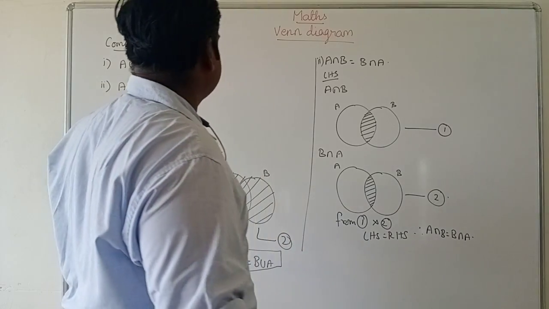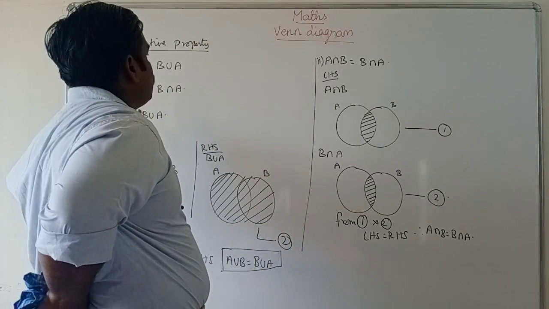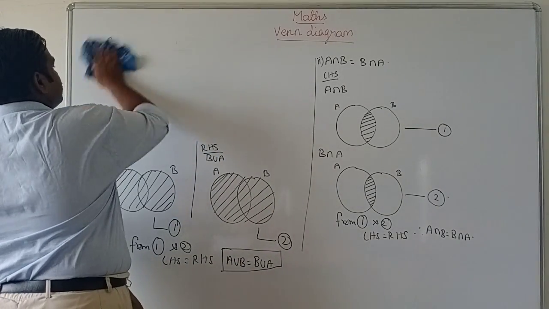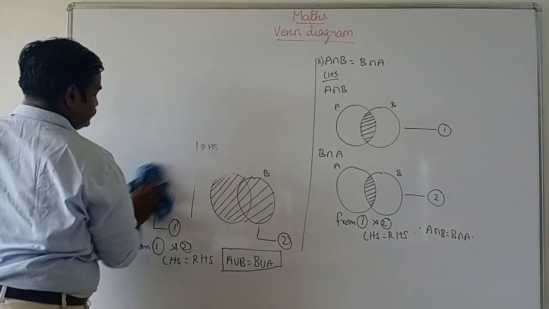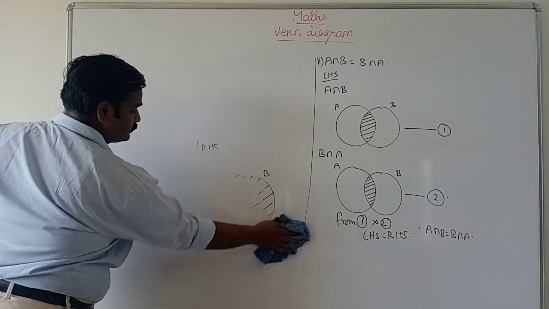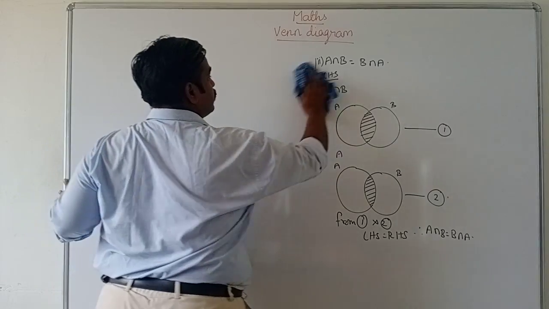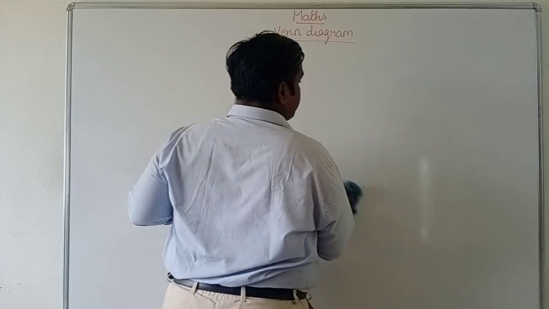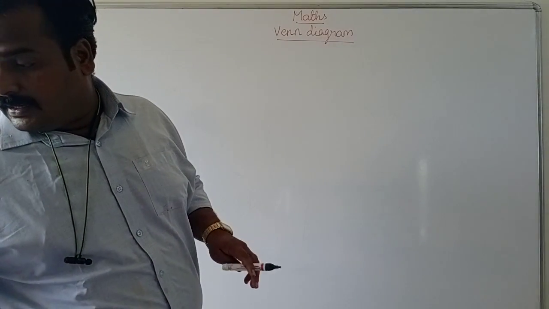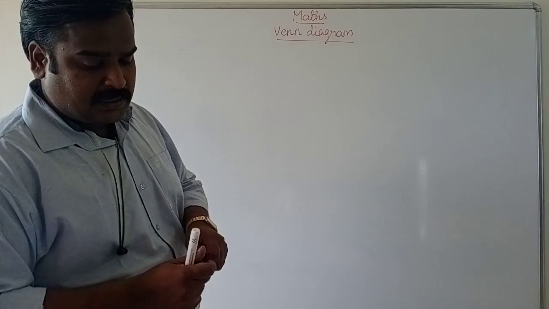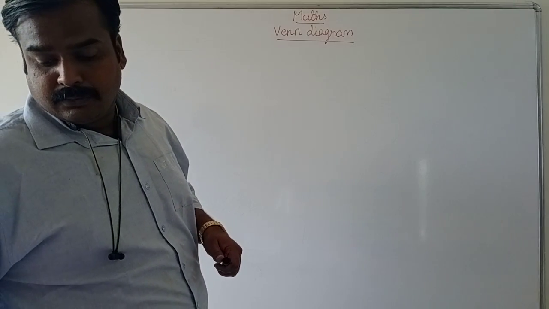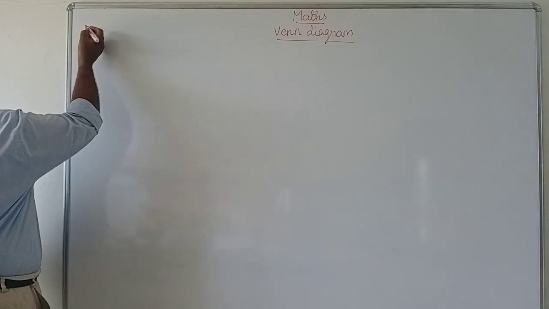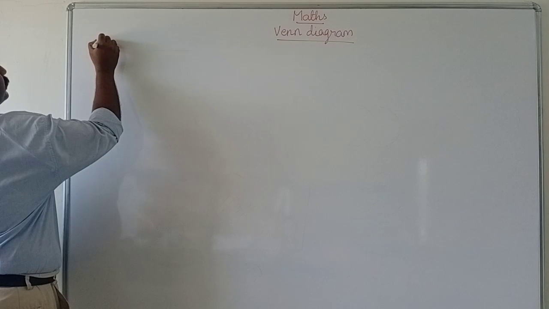So we have completed verifying the commutative property using the Venn diagram. Next, we will take the associative property and see how to use the Venn diagram to verify it.